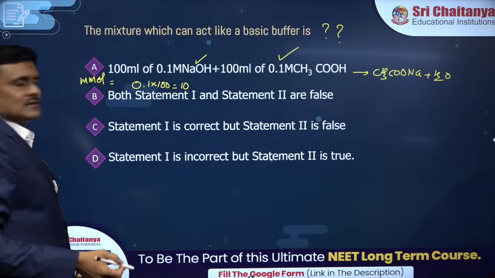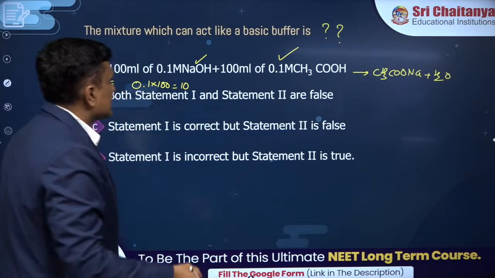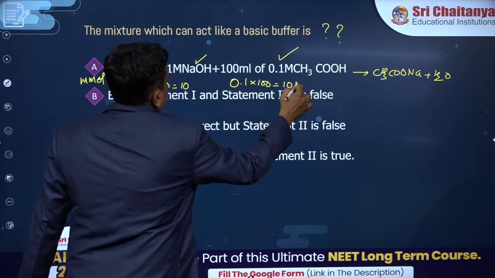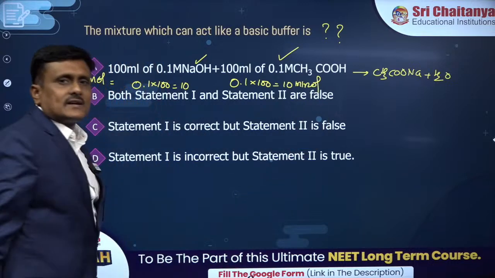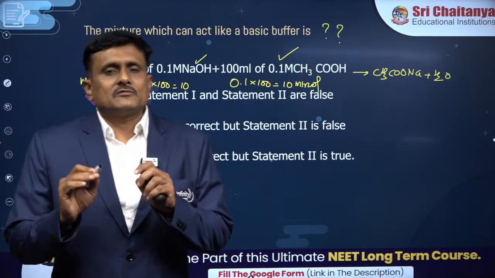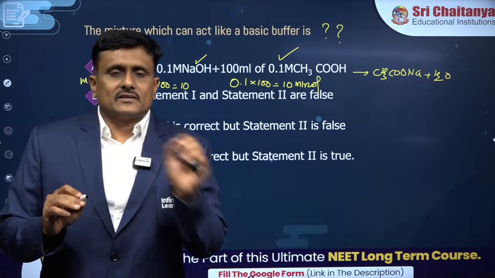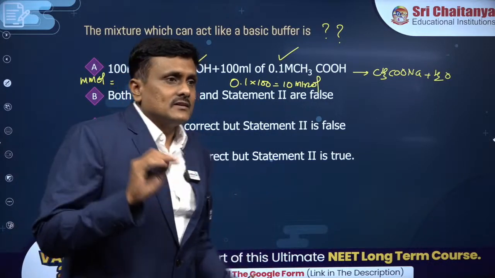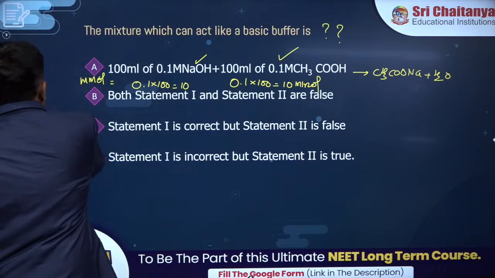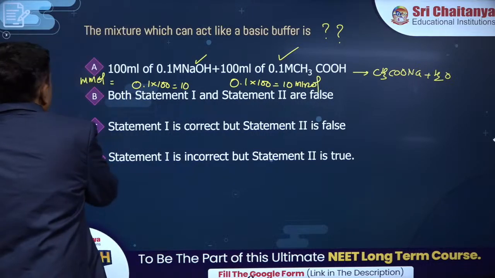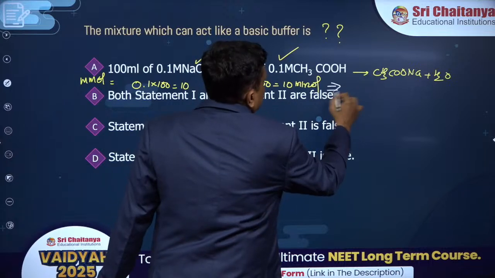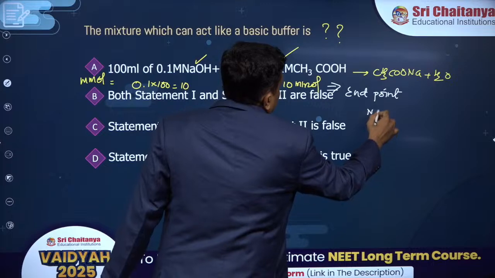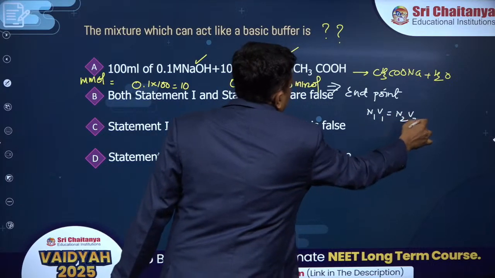So this is 10 millimole of sodium hydroxide, molarity into volume in milliliter. 10 millimole of acetic acid is taken and mixed. That means when the equivalence of acetic acid is equal to equivalence of NaOH, you have arrived at the end point, isn't it? Yes, no weak acid. Brilliant, that's better. So at the end point of the reaction, the number of millimoles N1V1 is equal to N2V2.